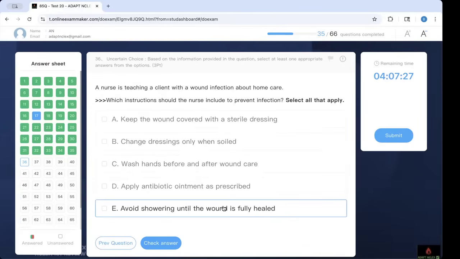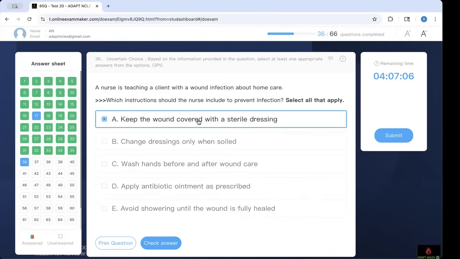And this is teaching a client with a wound infection about home care. Which instructions should the nurse include to prevent infection? Keep the wound covered with the sterile dressing. Change dressing only when soiled. Wash hands before, after wound care. Apply antibiotic ointment as prescribed. Avoid showering until the wound is fully healed. Which teaching is appropriate?